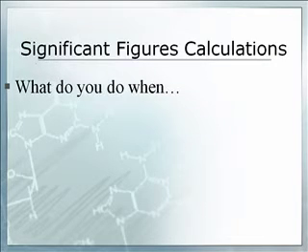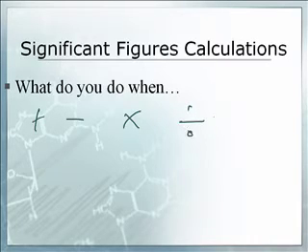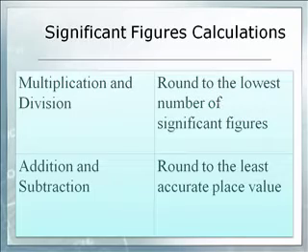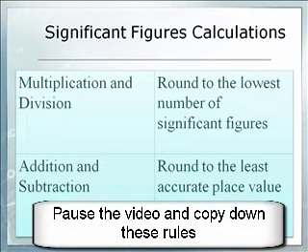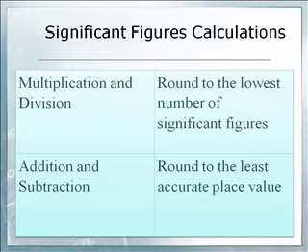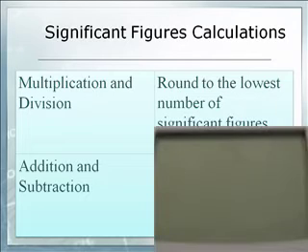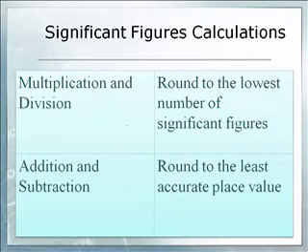So what do you do when you have to add, subtract, multiply, or divide? Well, there are some rules you have to follow, and they're different. They're not the same. We have two different sets of rules: multiplication and division, and addition and subtraction. So guys, push pause on your video and write this down. For multiplication and division, round to the lowest number of significant figures. For addition and subtraction, round to the least accurate place value, or decimal place. Make sure you've written these down, and we'll do some examples. These are the key rules that we're going to use to solve these problems.